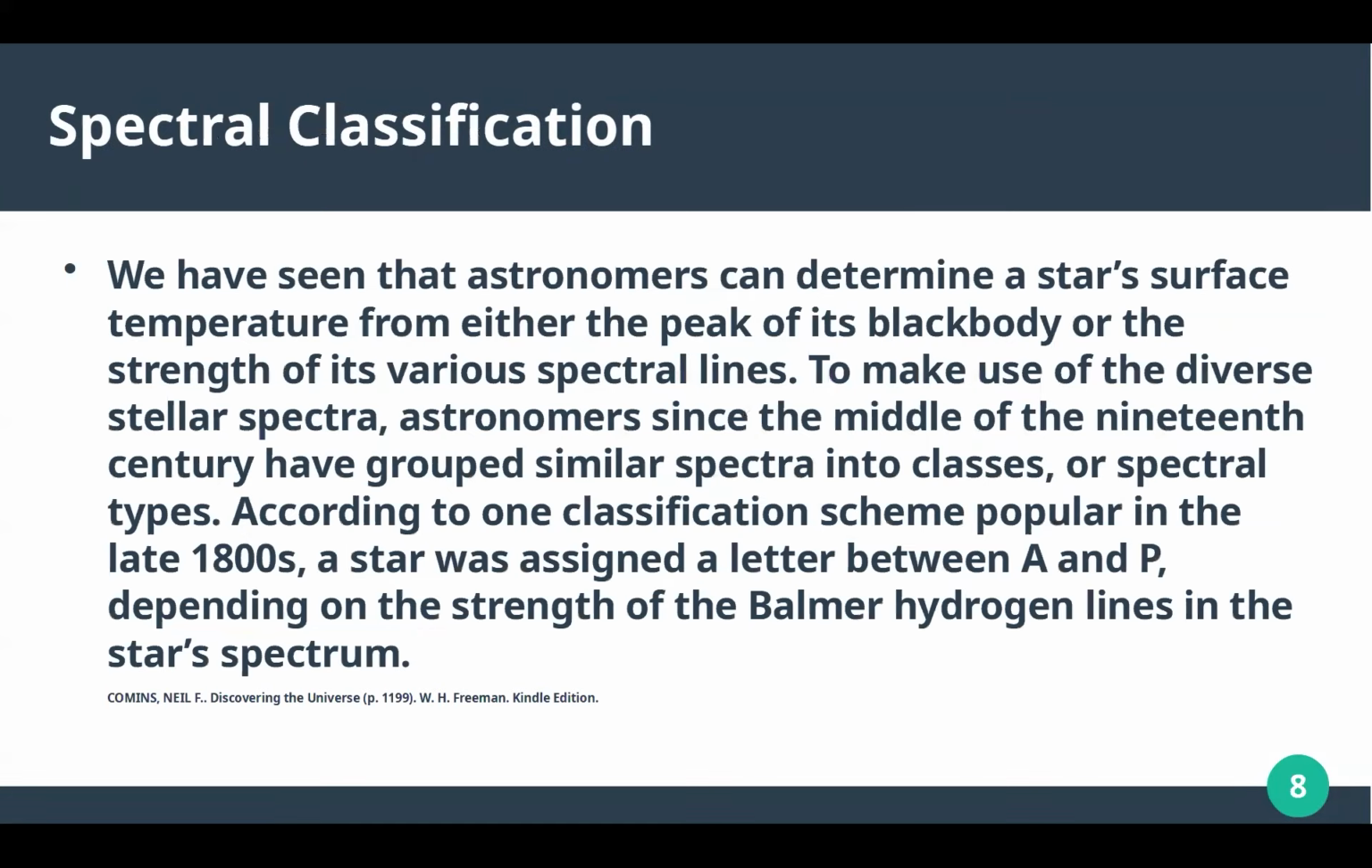We have seen that astronomers can determine a star's surface temperature from either the peak of its blackbody or the strength of its various spectral lines. To make use of the diverse stellar spectra, astronomers since the middle of the 19th century have grouped several similar spectra into classes, or spectral types. According to one classification scheme popular in the late 1800s, a star was assigned a letter between A and P depending on the strength of the Balmer hydrogen lines, which are spectral lines referring to certain drops in energy in hydrogen in the star's spectrum.